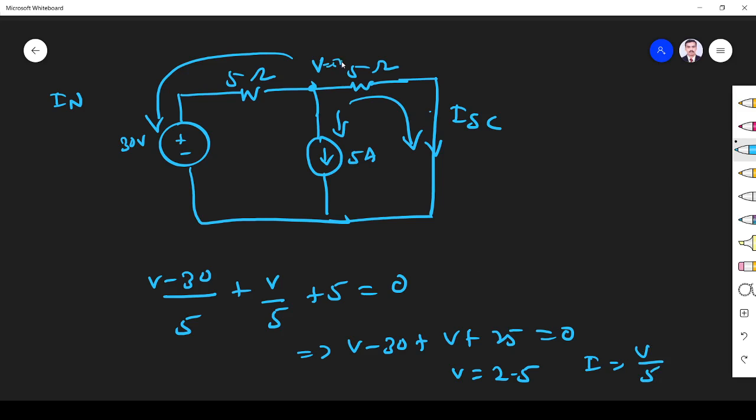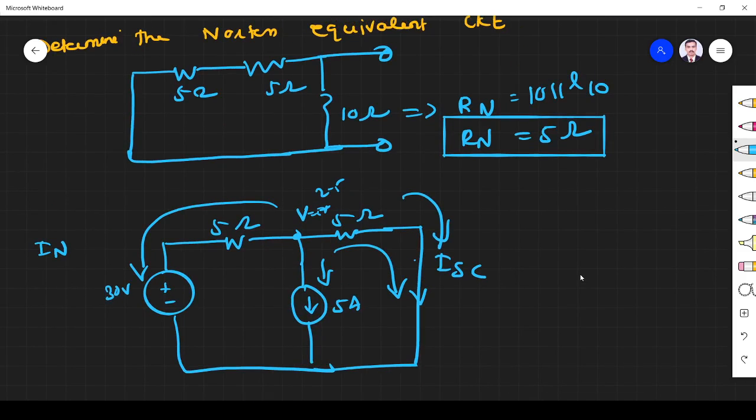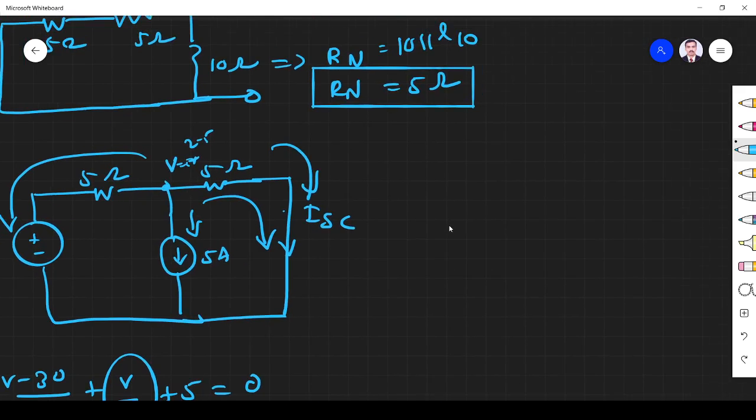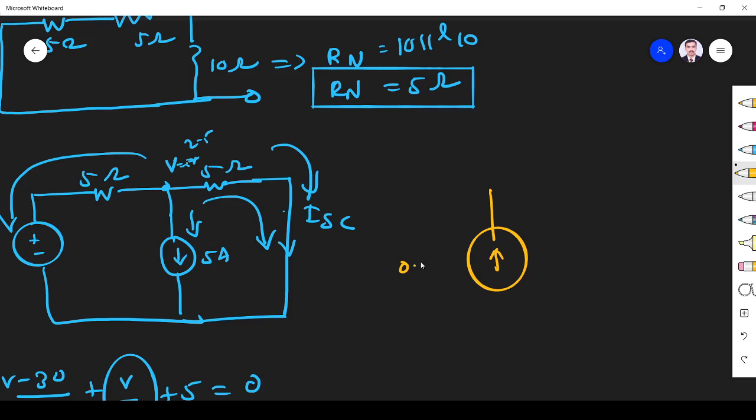So I is equal to V by R, that is V by 5. The current through this branch is V by 5. So 2.5 by 5 is 0.5. So I is 0.5, R Norton is 5 ohm. So the equivalent circuit is 0.5 ampere.